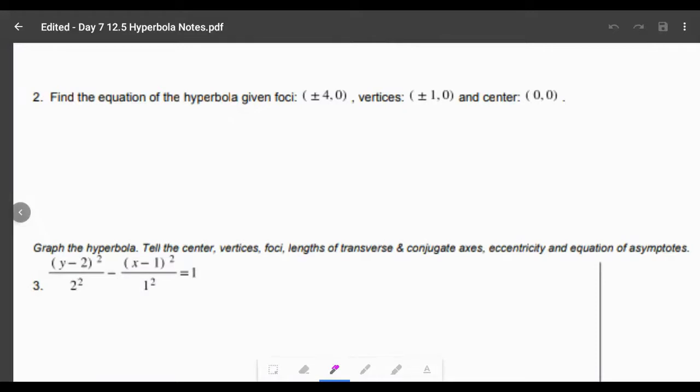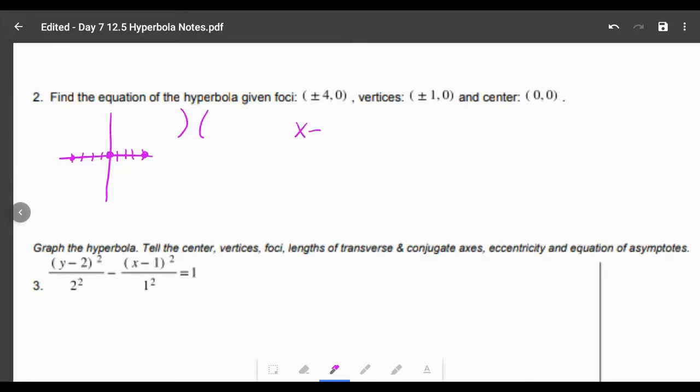For the next type of problem, they give you information and you have to come up with the equation of the hyperbola. So they give you focal points, which are at 4, 0 and negative 4, 0. So I'm just going to draw a picture, and that might help us figure out some information. If I have focal points at 4, 0, negative 4, 0, I know that my hyperbola has to open to the right and to the left, but I also know that my center has to be 0, 0.